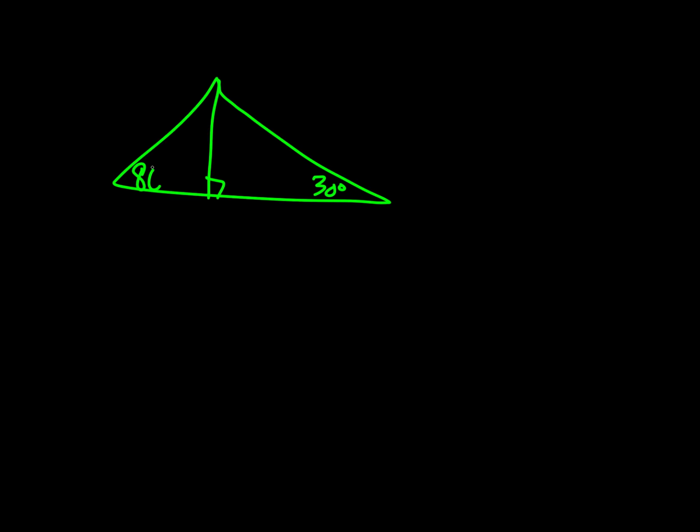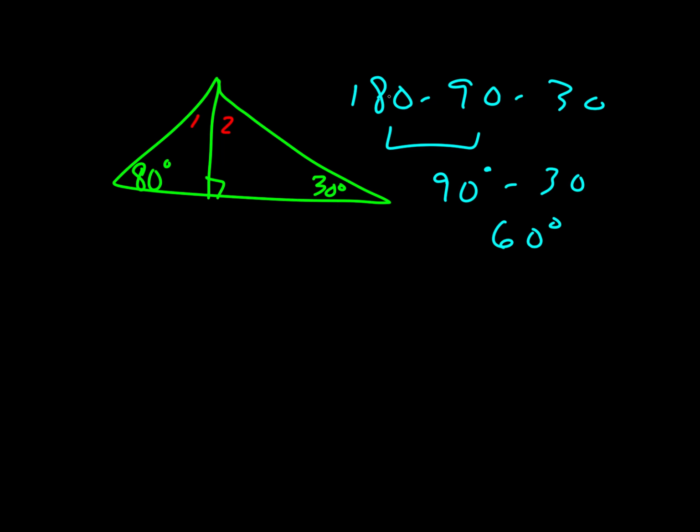Now you're also going to come to other problems that look like this. You're given two of the angles like that, and then you're asked to find angles 1 and 2. So if we focus on this second triangle right here, we see that we have 90 degrees and 30 degrees. So we take 180 minus 90 minus 30. So these two will give us 90 minus 30, which is 60. And so that's what angle 2 is.